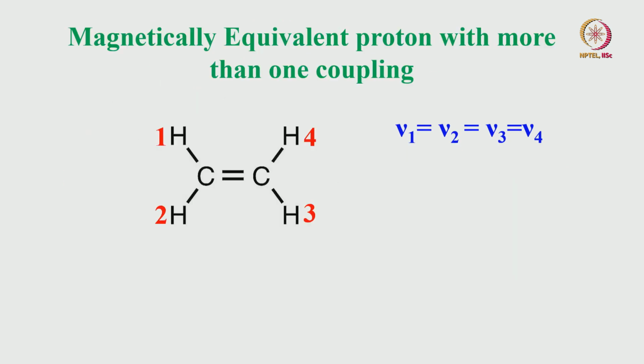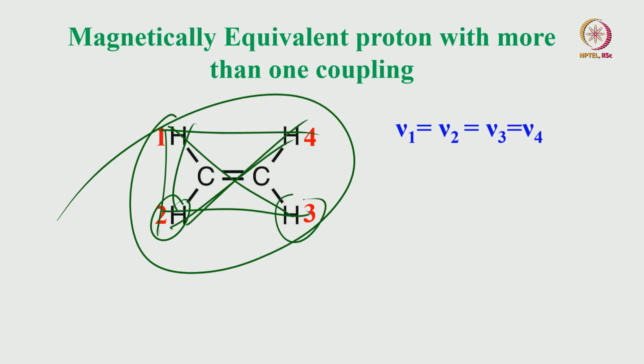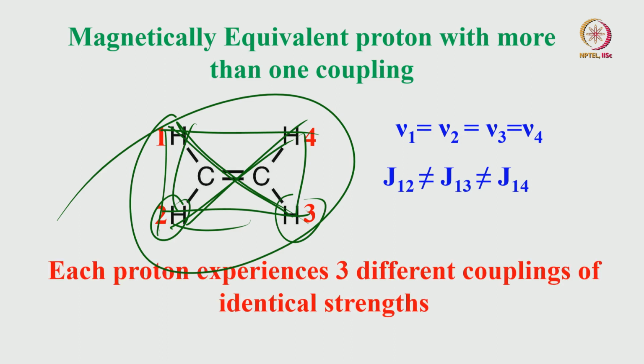This is another example, ethylene. In ethylene, all the 4 protons are chemically equivalent, but the 1-2 coupling is different from 1-3, different from 2-4 or 1-4. Similarly, consider 2: this coupling and this coupling are different. Consider this and this: the couplings are different. So ethylene also is a classic example of magnetically equivalent spins with 3 different couplings. Benzene is also an example of magnetically equivalent spins with 3 different couplings. So these are all classical examples of chemically and magnetically equivalent spins with multiple couplings.